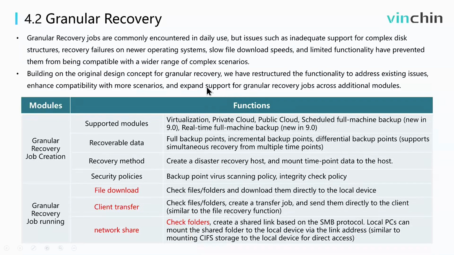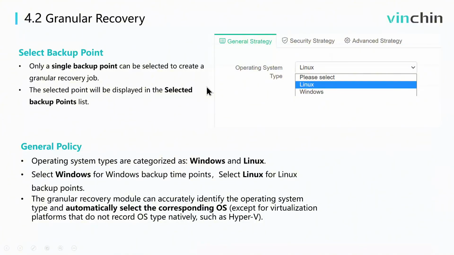And how to do it? When you perform the granular recovery job, you need to select the backup point. Only a single backup point can be selected to create the granular recovery job, and the selected point will be displayed in the selected backup points list.